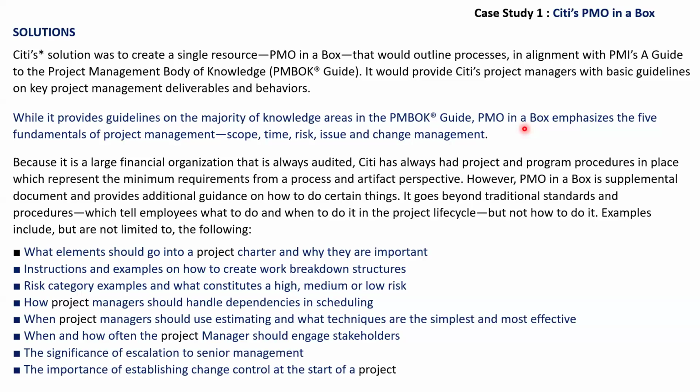So now they have classified their knowledge areas into 5 main categories: scope, time, risk, issue, and change management. With respect to these 5 knowledge areas, they have gathered all the required documents, the processes and procedures, and the issues that previous projects faced and how they overcame them. So all these things were included there.